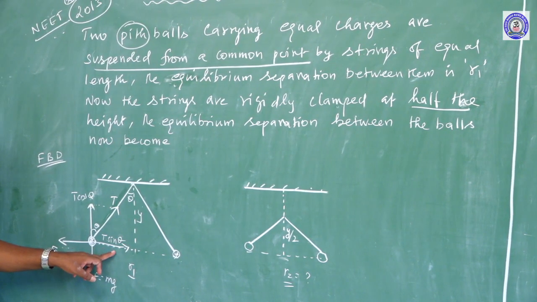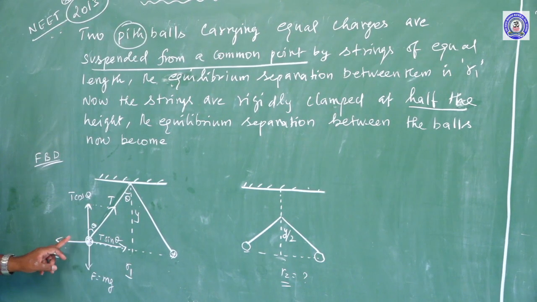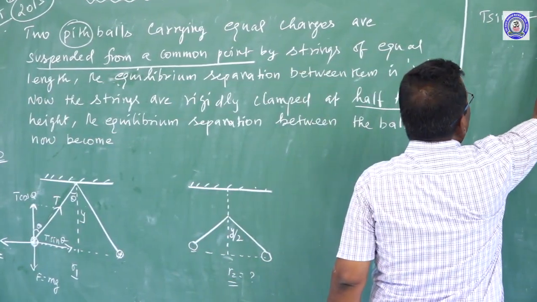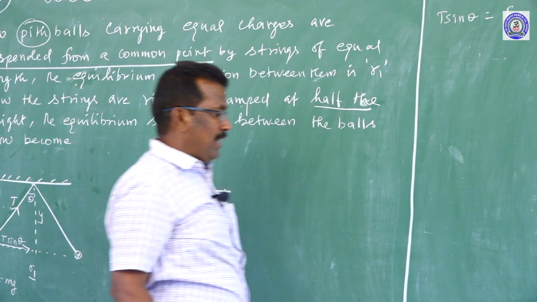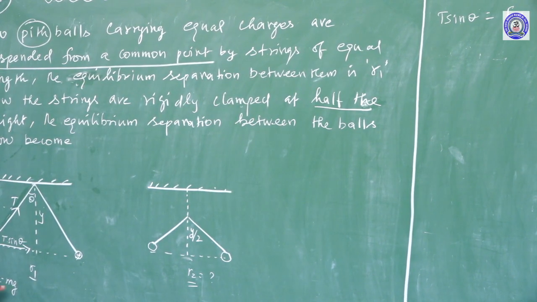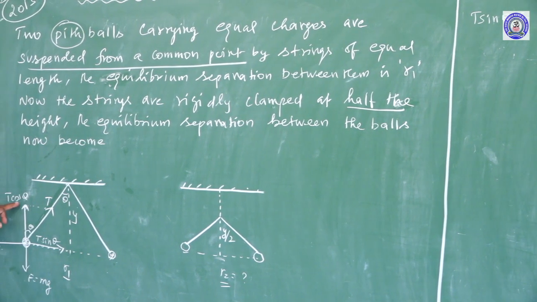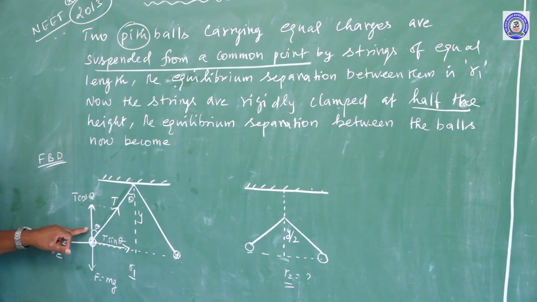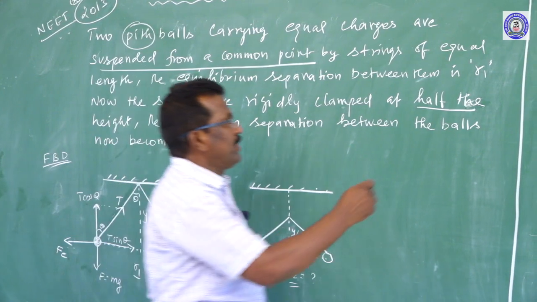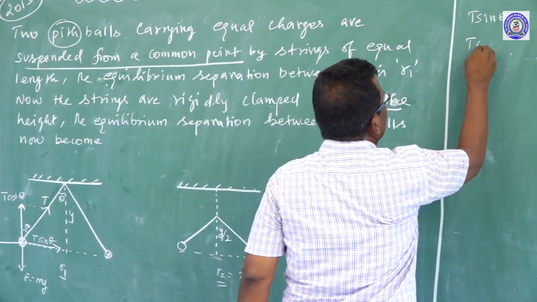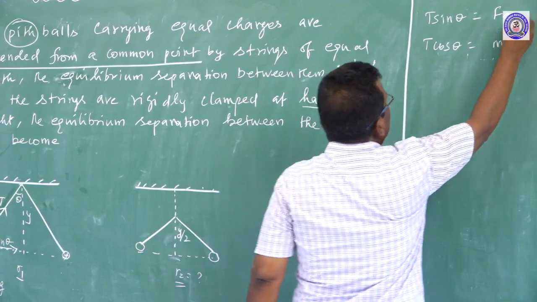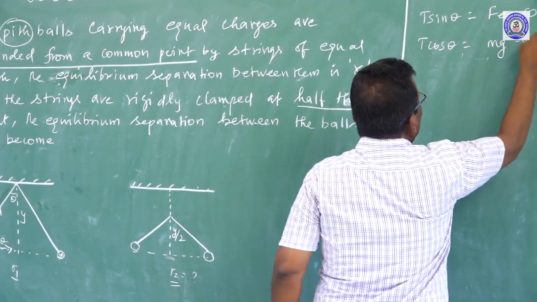So plus i cap, minus i cap. So the net acceleration becomes 0. So T sin theta is equal to Fe. Similarly, F is equal to mg. This mg is acting in the downward direction, and T cos theta is acting opposite. So both are equal and opposite. So T cos theta is equal to mg. This is 1, this is 2.